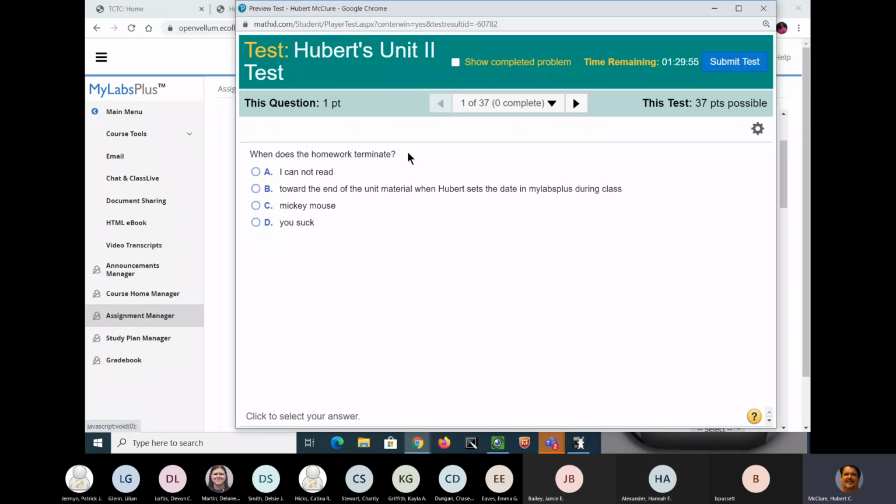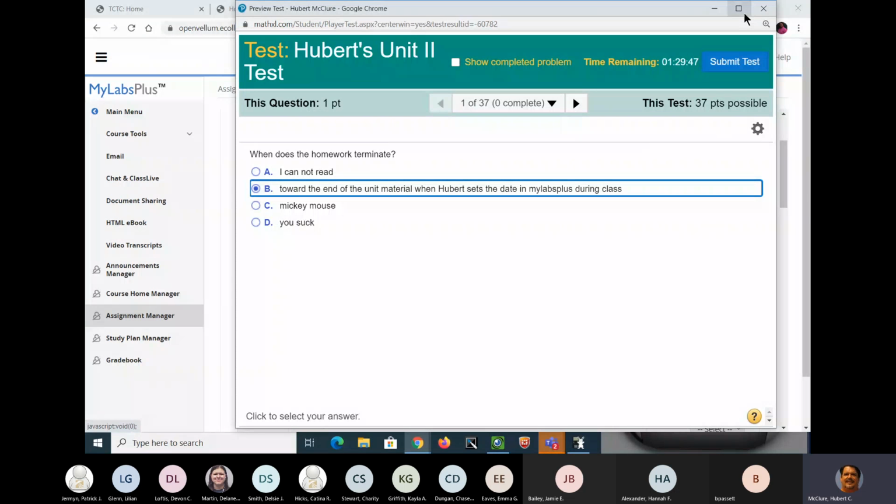When does the homework terminate? Toward the end, just like right now. I've already set the termination date for the homework. So all you procrastinators can start doing your homework tonight with chapter 4.